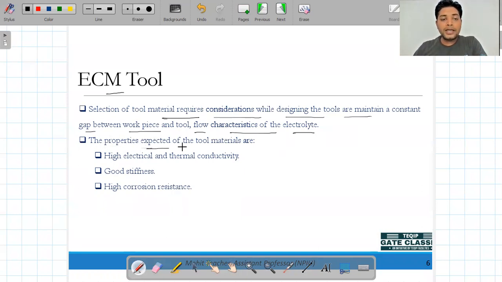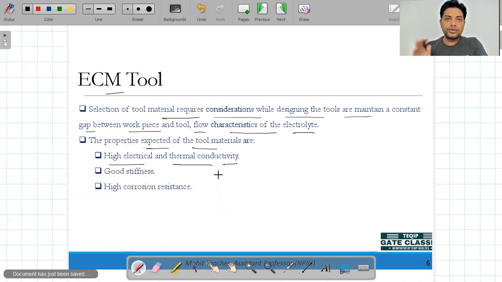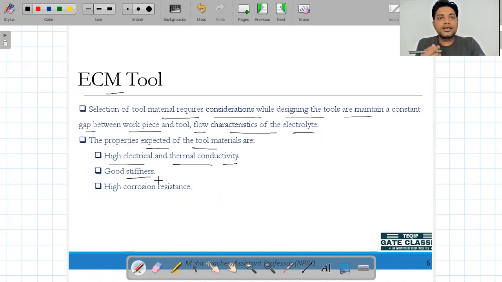What are the properties that can be required? On the basis of that we can select the tool material. First is high electrical and thermal conductivity. Obviously, as we are supplying DC power, it should not start melting. Good stiffness; it should not be hard, because if it is hard, a crack can be initiated. If we are using it for a single workpiece, it's fine, but if we make 1000 workpieces from a single tool, then material starts releasing from the tool itself.